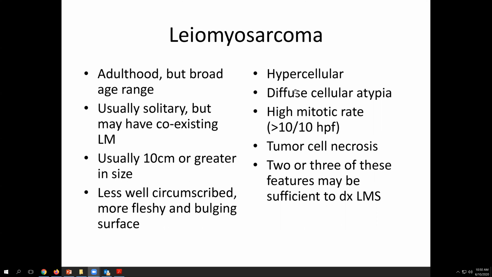We tend to associate it microscopically with high cellularity, atypia, mitotic rates greater than 10 per 10 high power fields, and tumor cell necrosis. So if all of those are present, the diagnosis is easy. If you've got 2, 3 of them, then that may be enough to convince you that it should be called leiomyosarcoma.